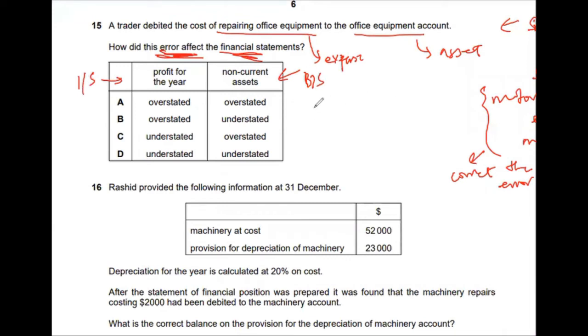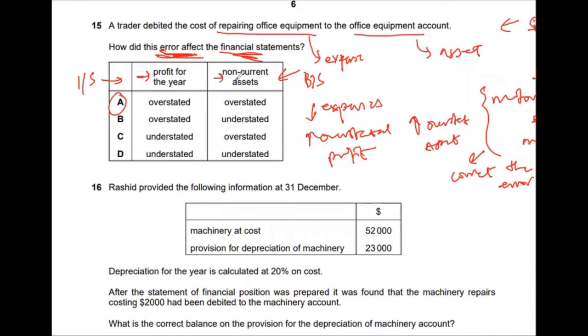Now, what you have done is you have understated your expenses. That means you have overstated your profit, and you have overstated your asset at the same time, because that number should not be there. So the correct answer to multiple choice 15 is actually option A. Both profit for the year is overstated, and the non-current asset account is also overstated.